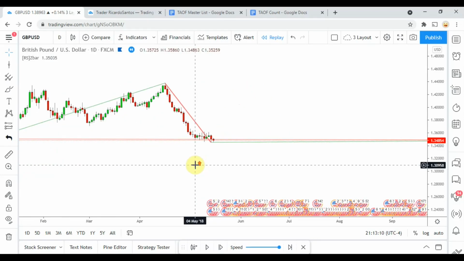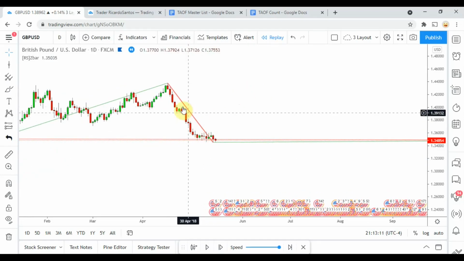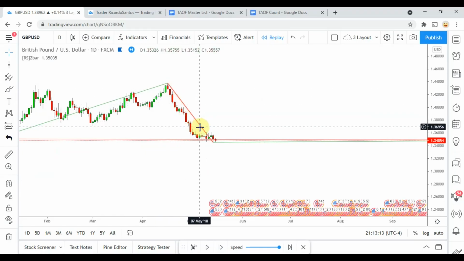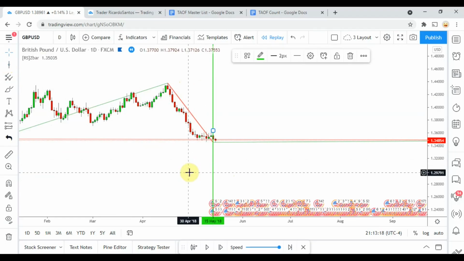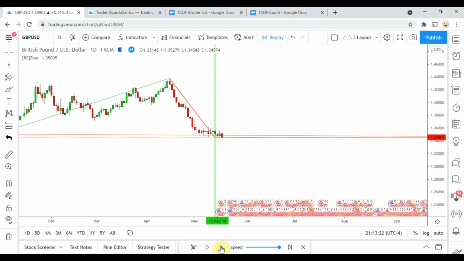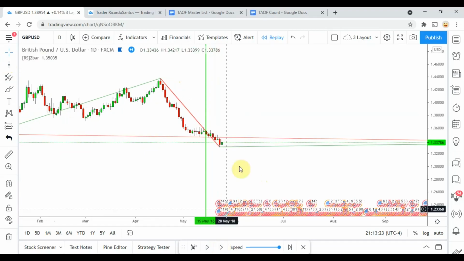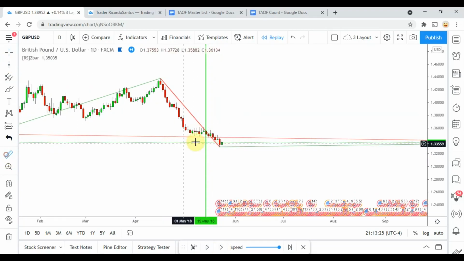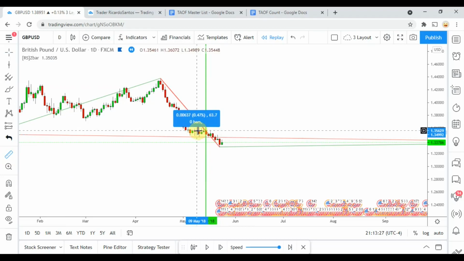I don't know how to explain it exactly, but now this line right here becomes the thicker line, and it did so right as it turned red. And so that's going to be a signal to go short. And it looks like that worked out pretty decent for us.